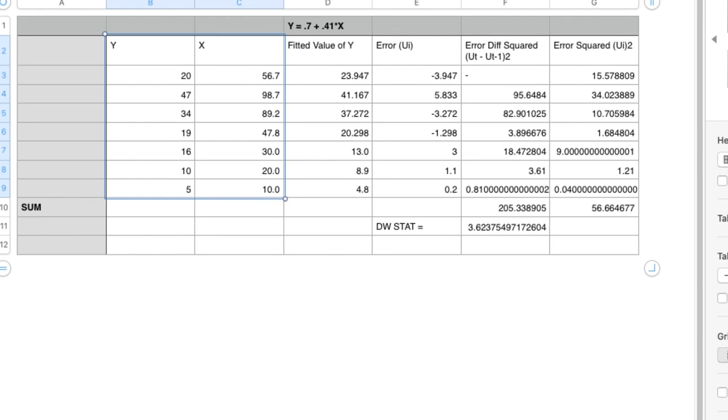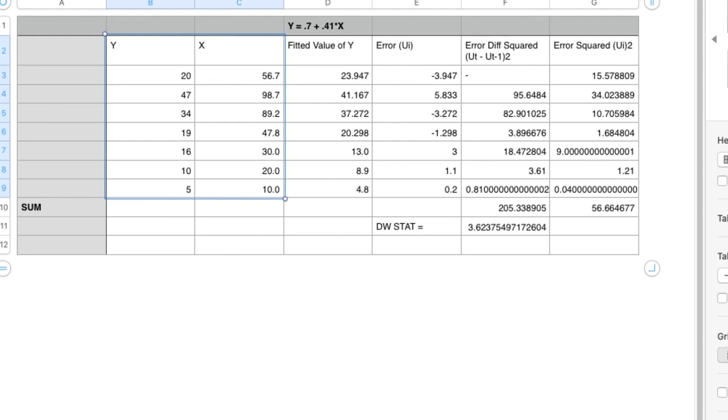Now, according to the Durbin-Watson statistic, I have to sum these things up. So I sum these up and I get 205.338. For the denominator, I have to square the error terms and sum them up. So I square 3.9, I get 15.57; 5.833, I square it, 34 point something, and so on and so forth. I square these error terms and sum them up, and I get 56.66. Okay. Now, according to the Durbin-Watson statistic formula, I have to divide these two, and if I divide these two, I get 3.62.